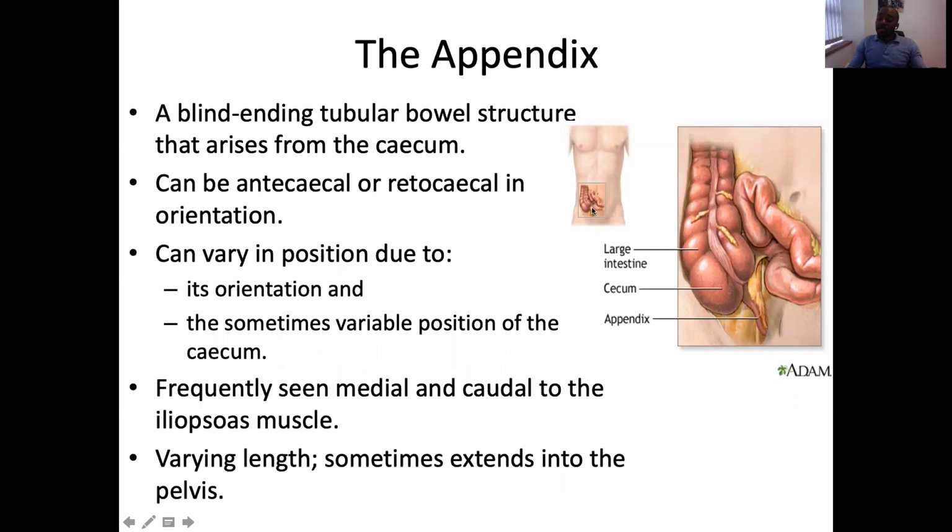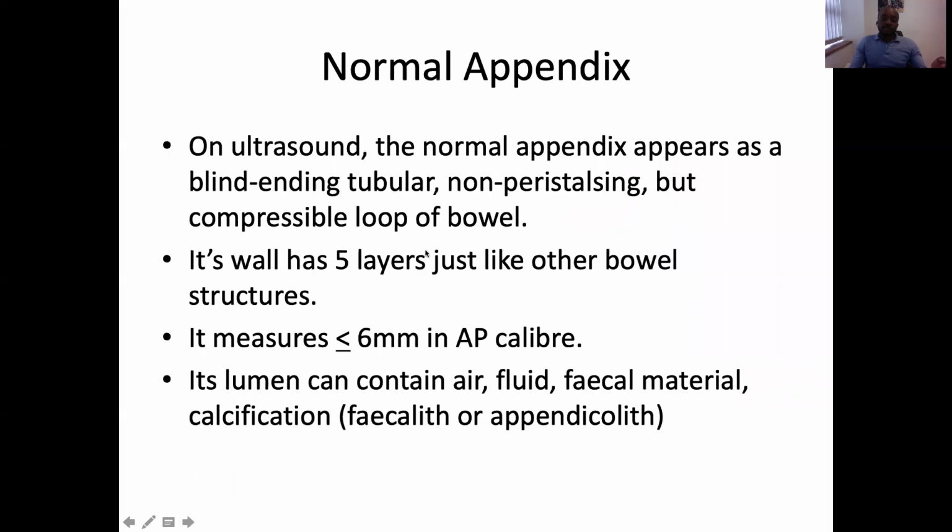Some appendices are just longer than the rest. Some literature that I've encountered gives the length of an appendix as between 8 and 20 centimeters. So it varies, but in most cases, you find it in the right iliac fossa. Frequently you can see the appendix medial and caudal to the psoas, iliopsoas muscle, which I'll show you on more images. They obviously vary in length and sometimes extend into the pelvis.